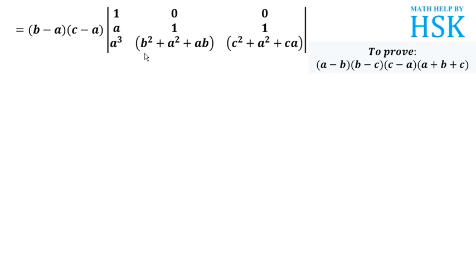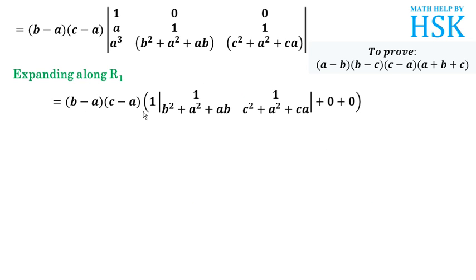Solving further, now I am going to expand this determinant along the first row. So expanding along the first row, I am going to obtain this as equal to (b minus a)(c minus a) into 1 into the determinant obtained by removing the first row and first column, that is 1 b square plus ab plus a square, 1 c square plus a square plus ca, and the next two terms are written as 0 because 0 into any value would be equal to 0.